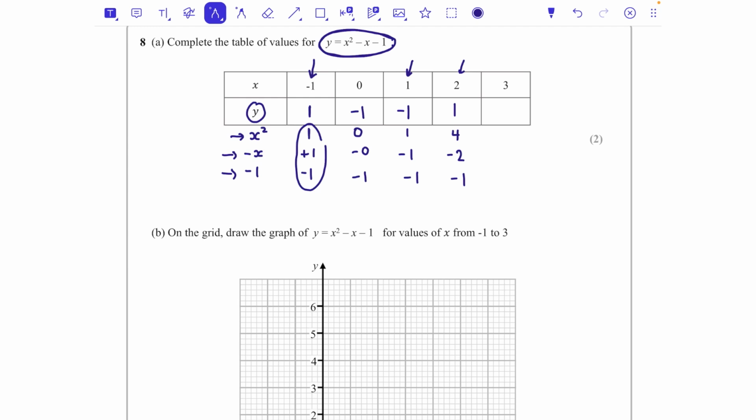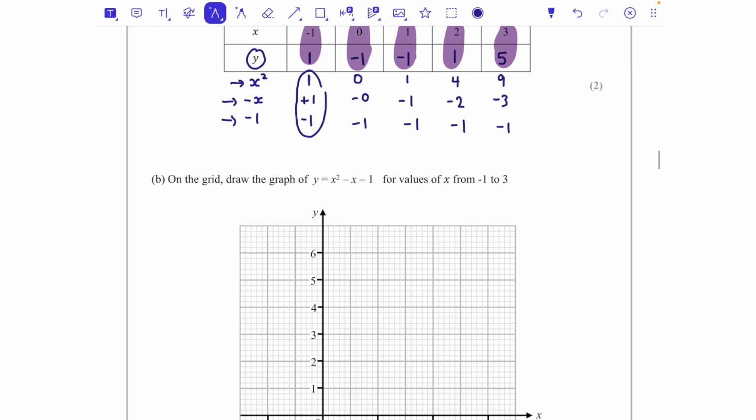And then for the last value here, when x is 3, I've got 3 squared, which is 9, minus that value, so minus 3, and then minus the 1. 9 take away 3 is 6, take away 1 is 5. There we go. So those are our values here. And then these are the coordinates that we're now going to plot on the graph.